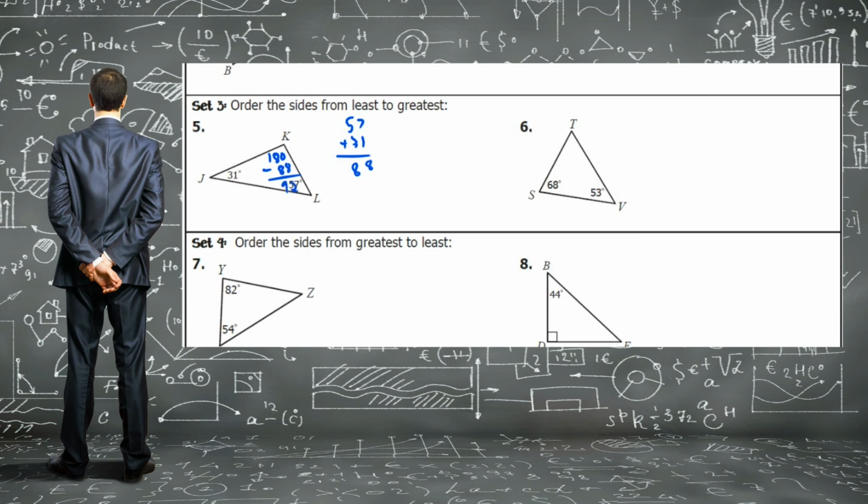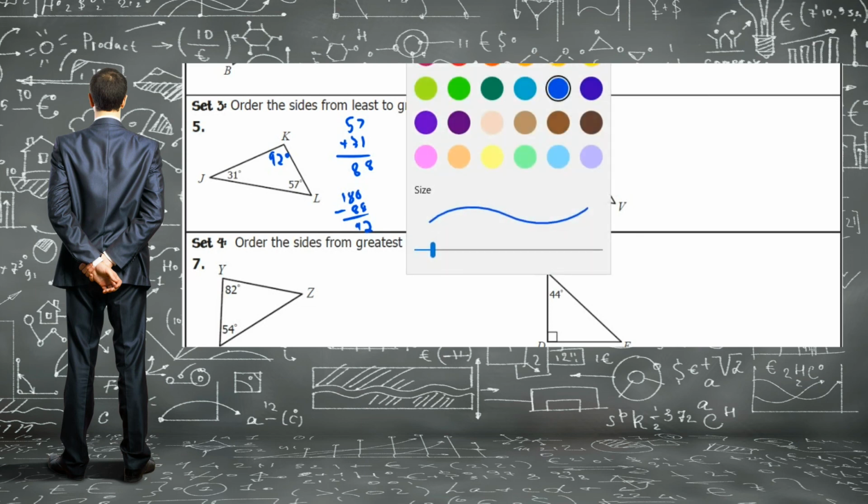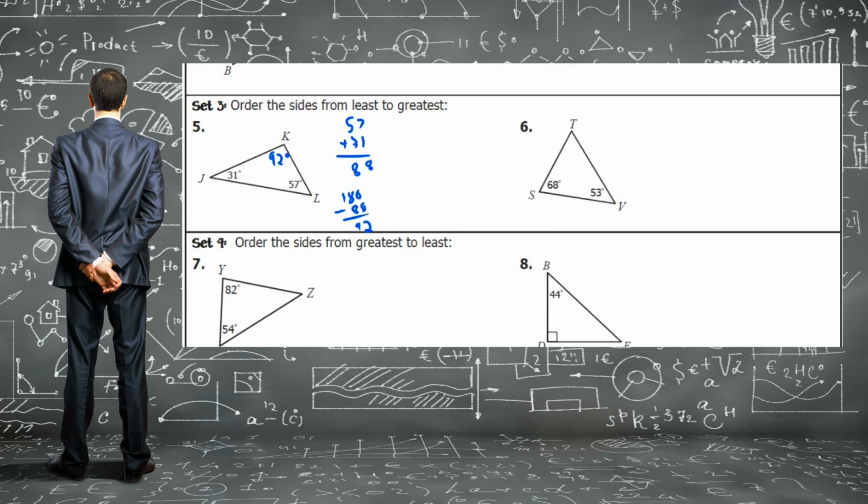Now let me erase this and make it a little cleaner. 92 degrees. Good. 180 minus 88 equals 92. Now I should be able to find the sides least to greatest. So which angle is the smallest? That's 31 degrees. The side straight across from 31 degrees is KL. So KL. Next up, which is the next greatest angle? That's 57 degrees. So the side straight across from that would be JK.